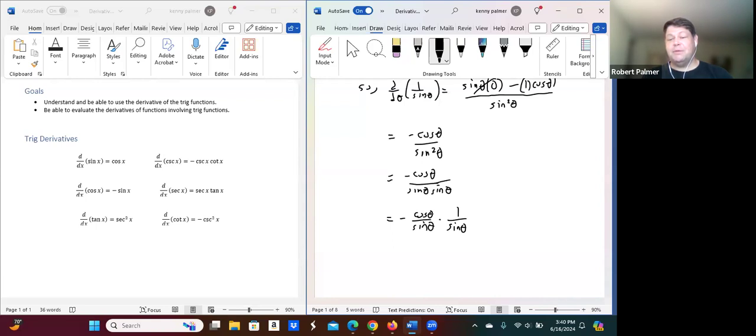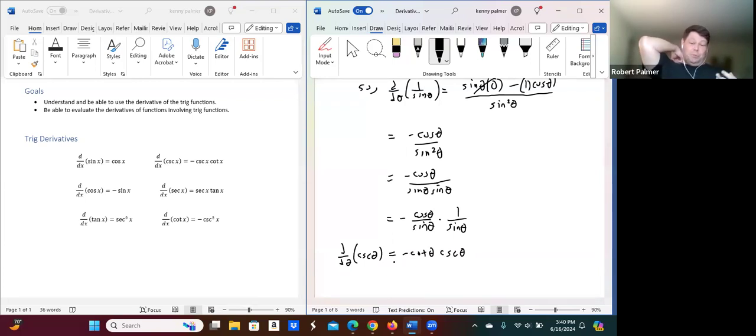So cosine of theta times 1 is cosine theta, of course, with a negative. Then sine of theta times sine of theta is sine squared. We'll put those together, we get that. And then, of course, negative cosine over sine is negative cotangent of theta, and 1 over sine is cosecant of theta. And so the derivative with respect to theta of cosecant of theta is that.